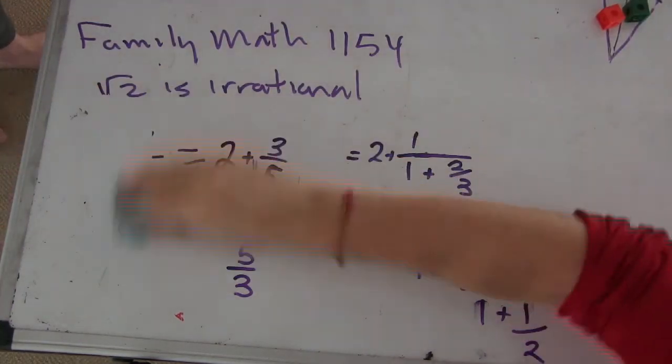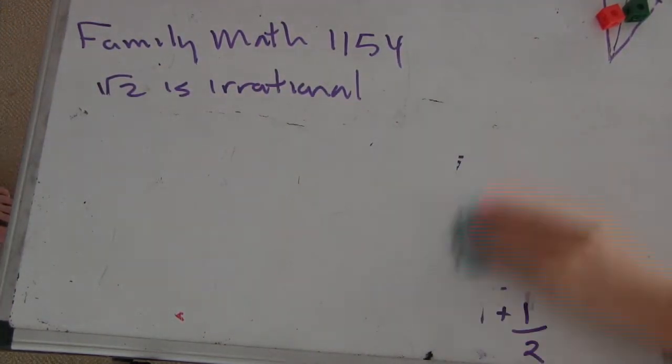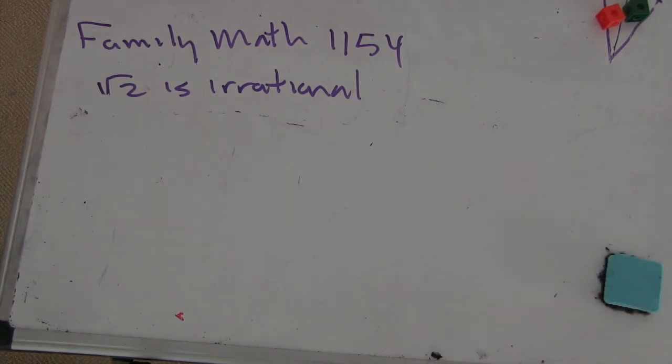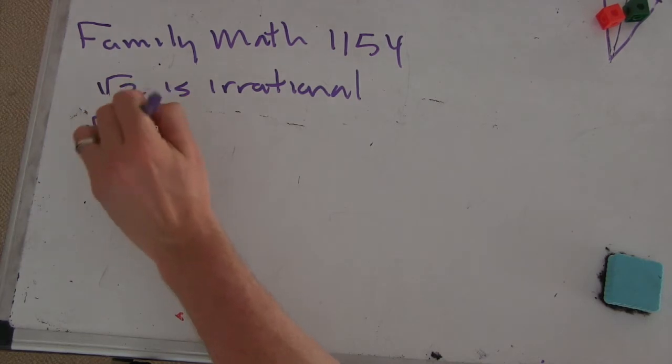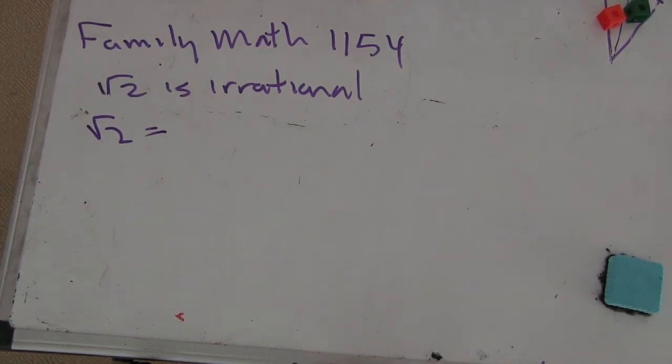Okay, so now let's look at the square root of 2. Why don't you talk and I'll write, even though that might be slightly complicated as I'm writing. So root 2. Root 2 equals, what is the integer part and then the non-integer part?